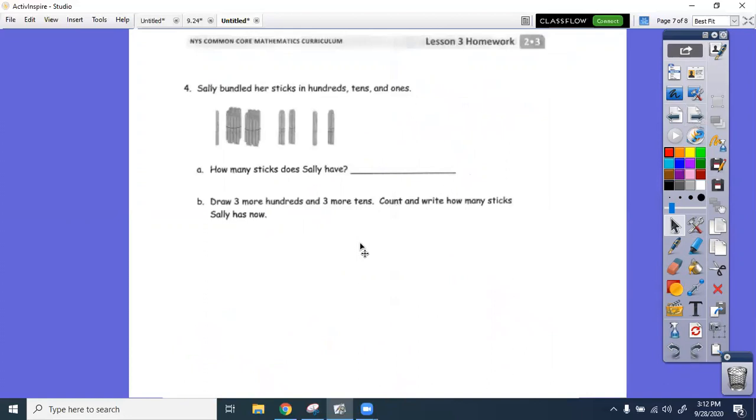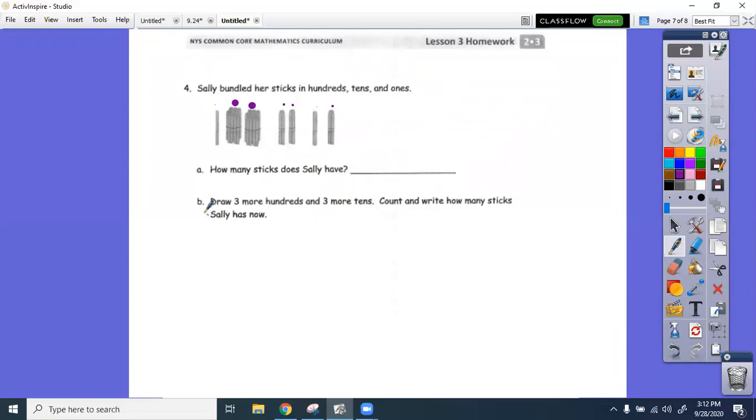All right. The second part that you need to finish simply says Sally bundled her sticks into hundreds, tens, and ones. How many does she have? We know how to do this. Remember, these are my hundreds. Remember, as they get smaller, these are my tens. And then when they get really small, these are my ones. So how many sticks does she have? Give me a total number on this line.